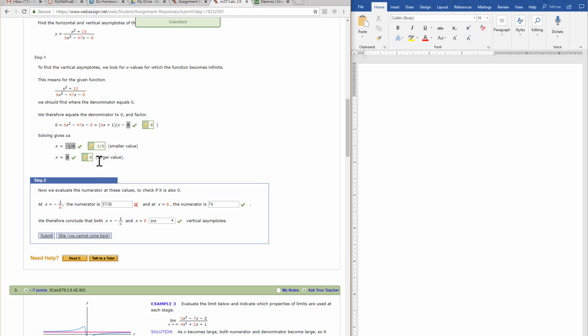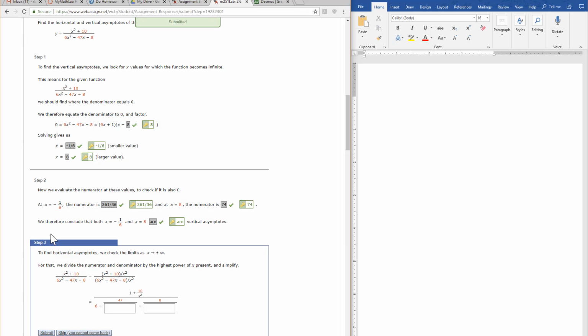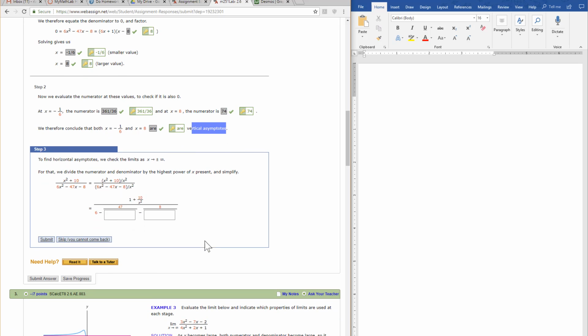Oops, let's try that again. We're putting a 1 over 6 here. That would be 1 over 36 plus 10. So that's 360 plus 1, so let's say 361. All right, that's better. Remember that the point isn't to get this exact number. The point is to say that this is not equal to 0, and therefore we can conclude that we do have vertical asymptotes. And we do, so let's move on.